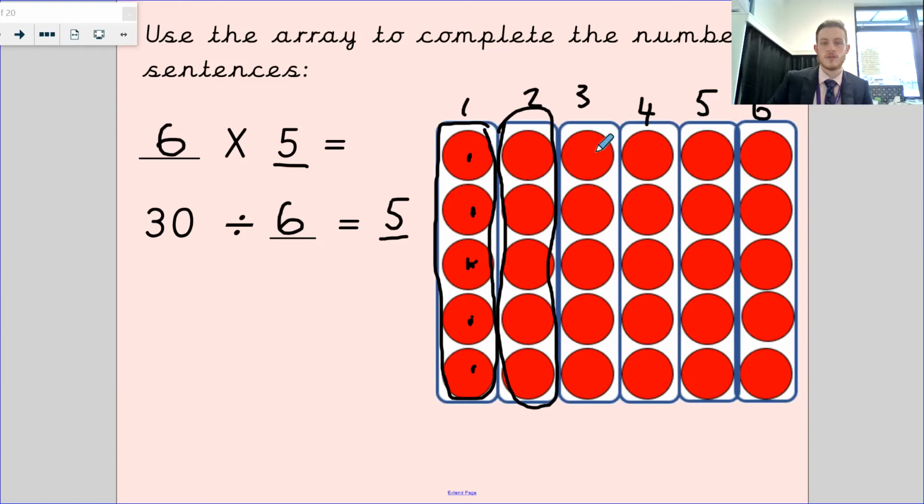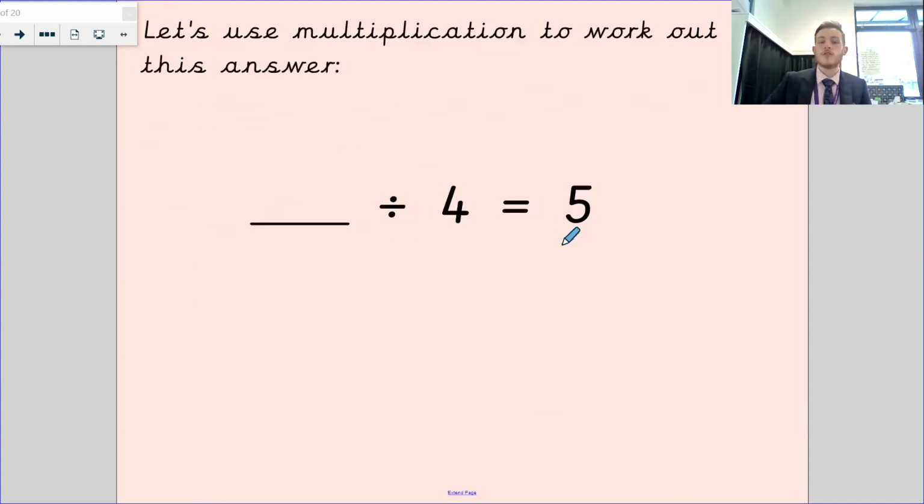So I've got 1, 2, 3, 4, 5, 6. 6 lots of 5. So my answer is going to be 30. You see how they're very, very similar. You just switch the numbers around a bit. So let's do the multiplication for this.